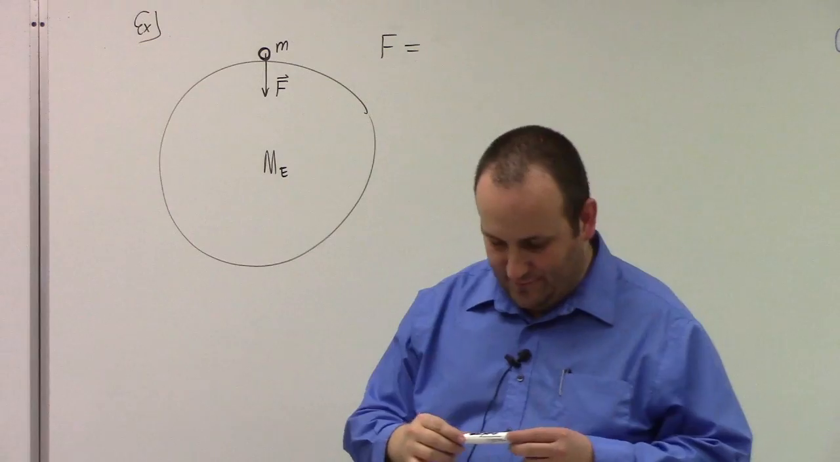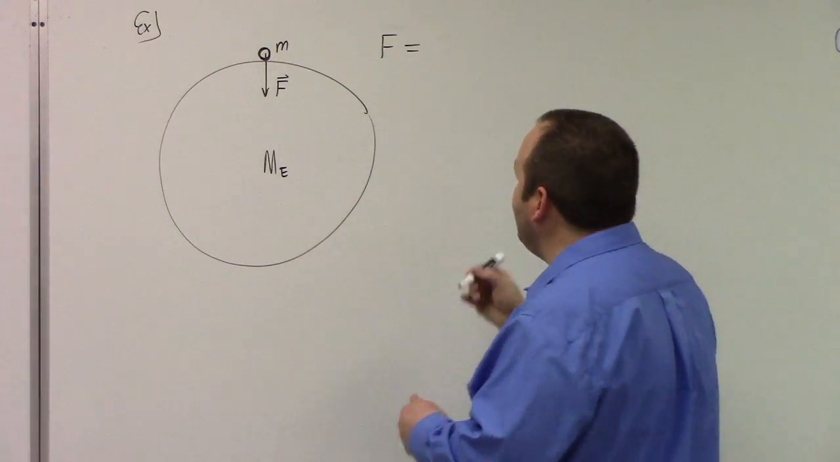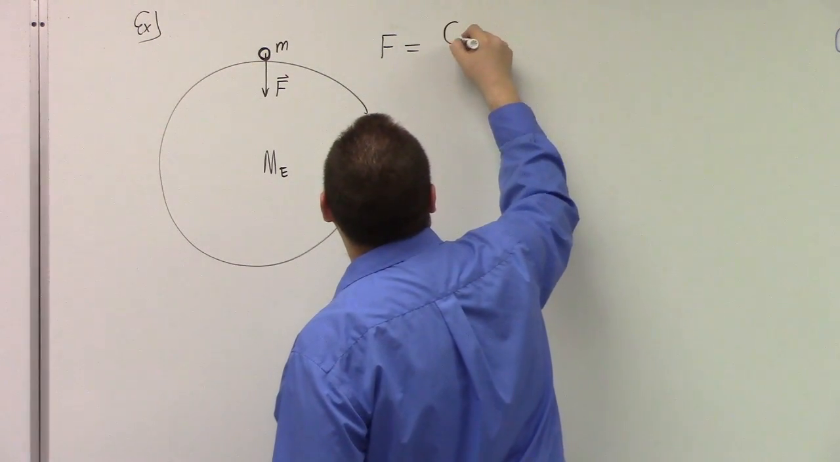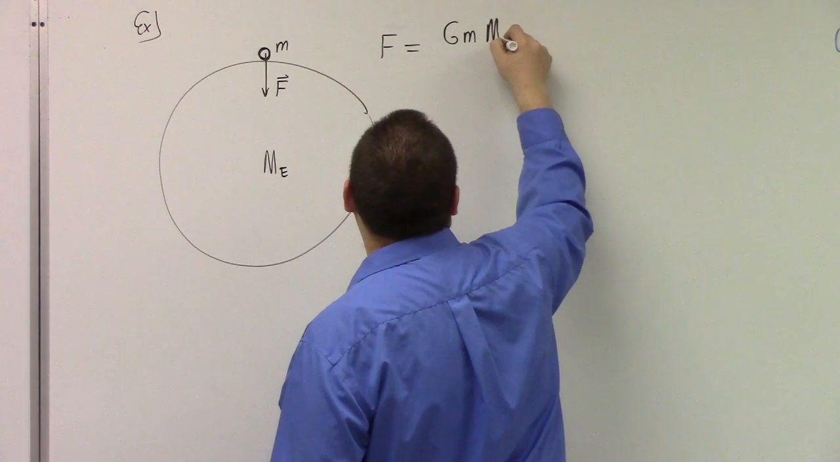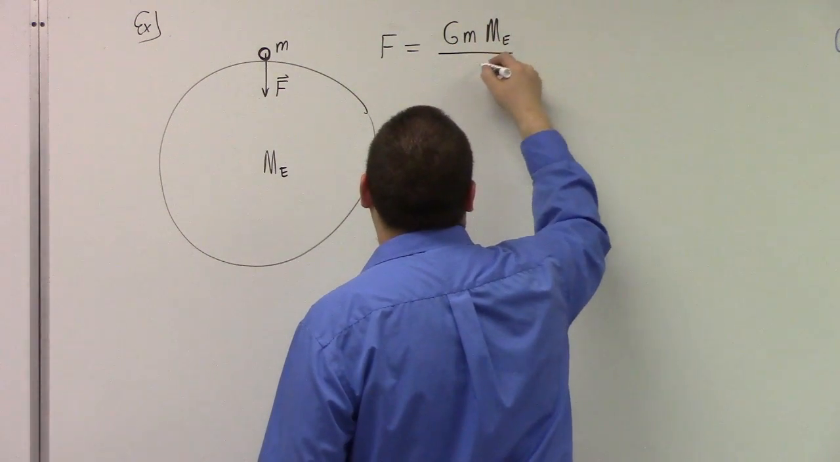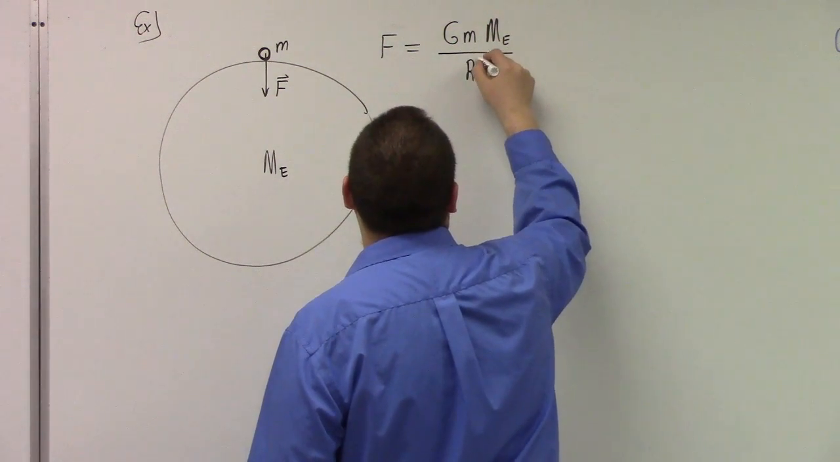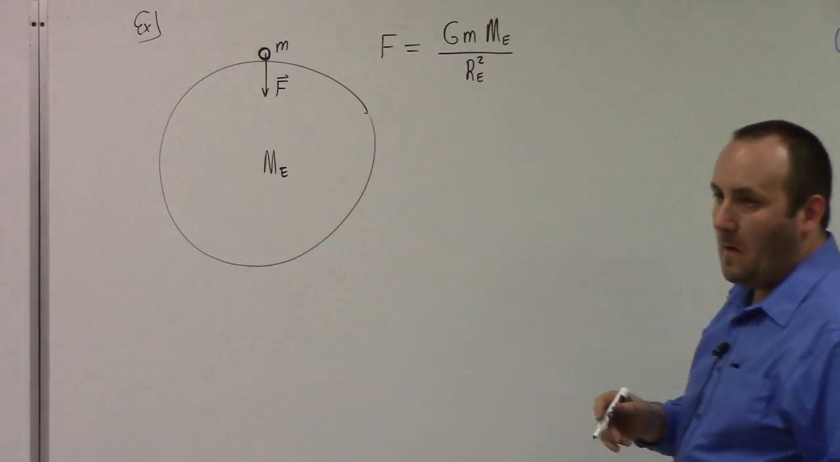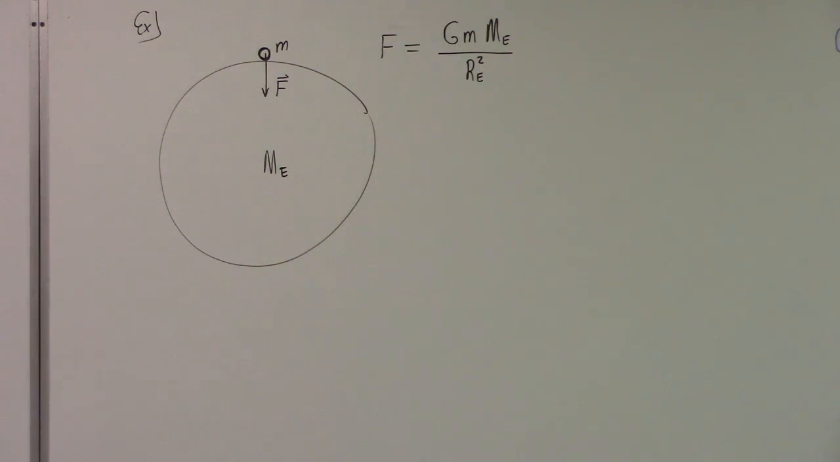So we got G, m, mass of the Earth, divided by the radius of the Earth squared, roughly speaking, ignoring mountains and such, Death Valley, whatever. I mean, you could walk up to the top of the Vine Center. It wouldn't be much different. I mean, don't do that.